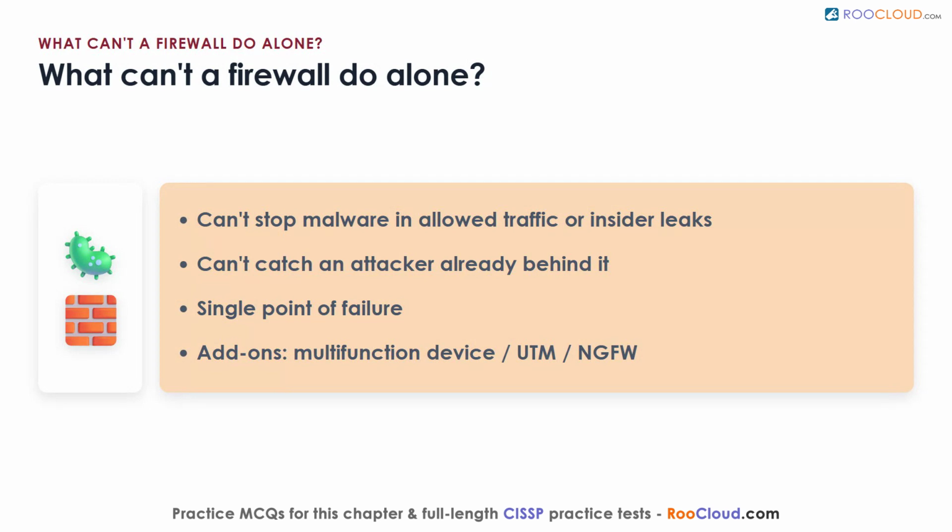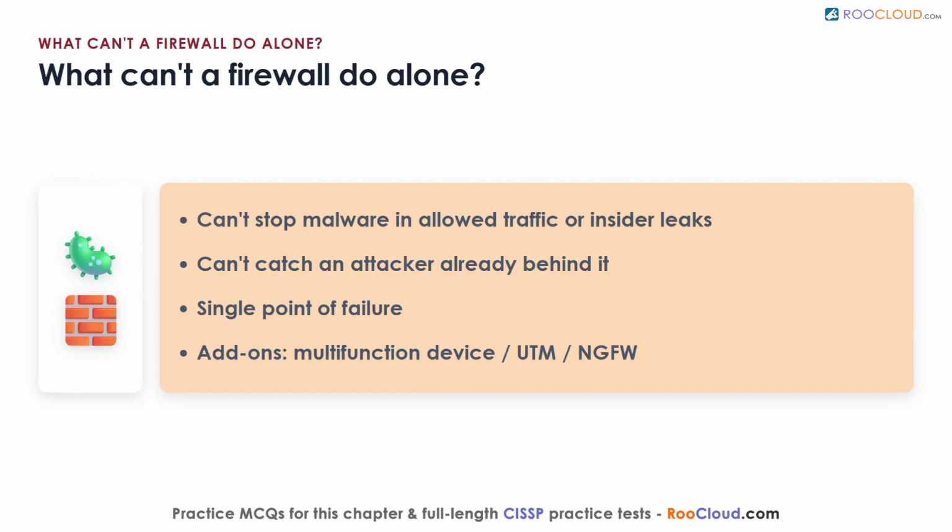A firewall generally cannot stop malware riding inside otherwise allowed traffic, cannot prevent a careless insider from leaking data, cannot catch an attacker already behind it, and cannot protect data once it has crossed. It is also a natural single point of failure, since so much protection concentrates in one spot.